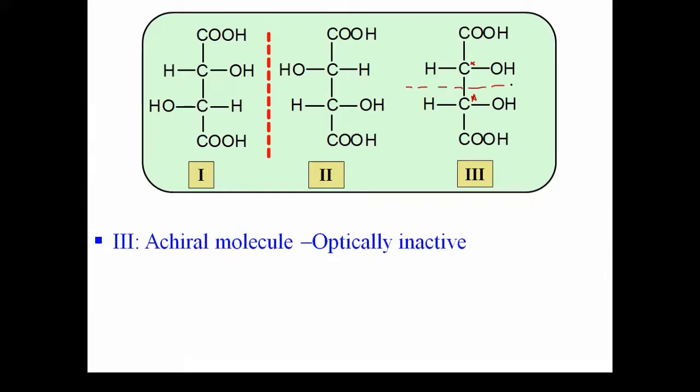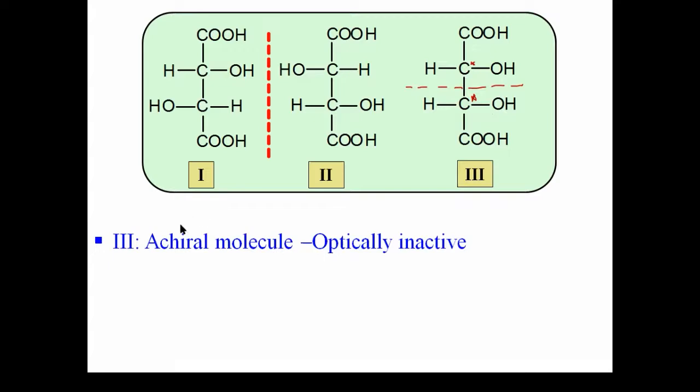Okay, now this plane divides that molecule into 2 equal parts, and those 2 equal parts are mirror images of each other. These are the mirror images of each other, and therefore that third stereoisomer possesses a plane of symmetry. Hence it is optically inactive. It does not show optical activity, and such molecules are called achiral molecules.